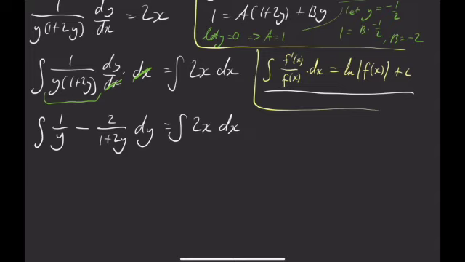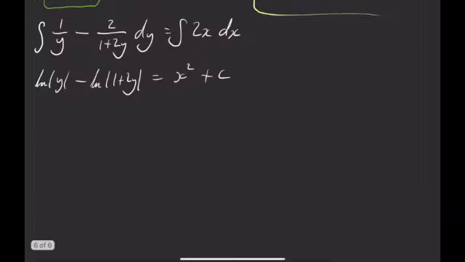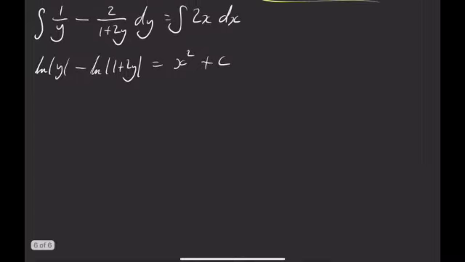I encourage you to prove that to yourself. It's kind of nice. You use a u substitution to do that. So let's do this integration. So I get the natural log absolute value of y minus the natural log absolute value of 1 plus 2y, and this equals x squared plus c. Alright, let's do some log laws. So for log laws here, I get natural log absolute value of y over 1 plus 2y equals x squared plus c.